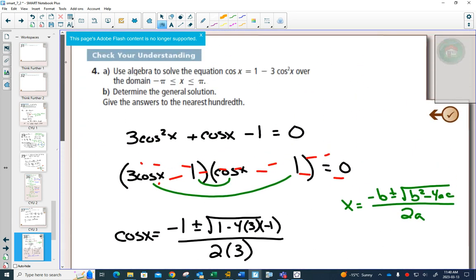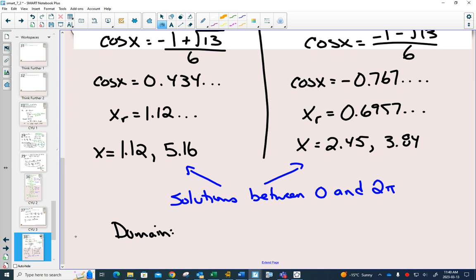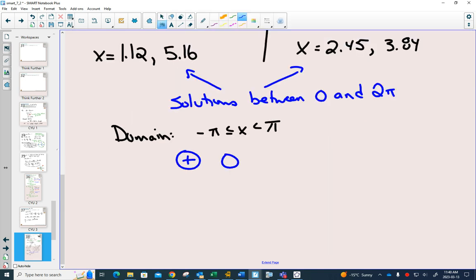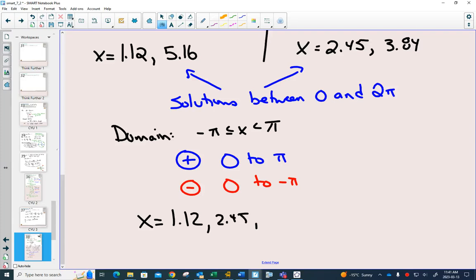Okay, so let's go back and see what was the domain of our question. Read back to the beginning, and they say negative pi to pi. So we have to say, what does that mean? Those are positive angles from 0 to pi and negative angles from 0 to negative pi. So our actual solution for x, can you see that quadrant 1, the 1.12 is okay? The quadrant 2, the 2.45 is okay. But quadrants 3 and 4 have to get changed.